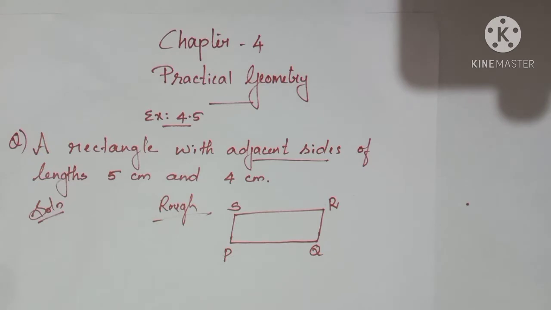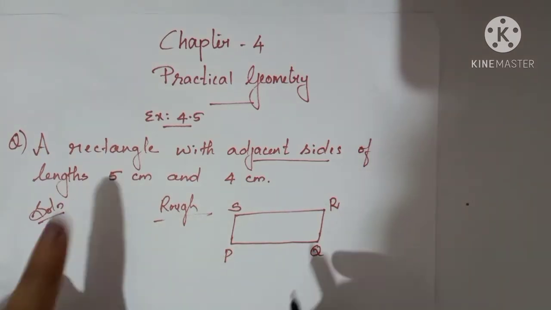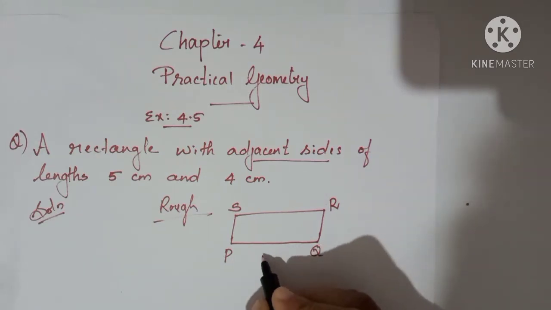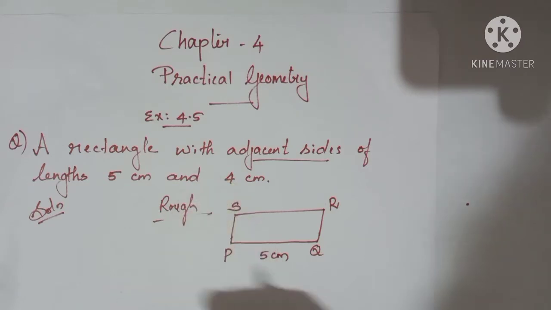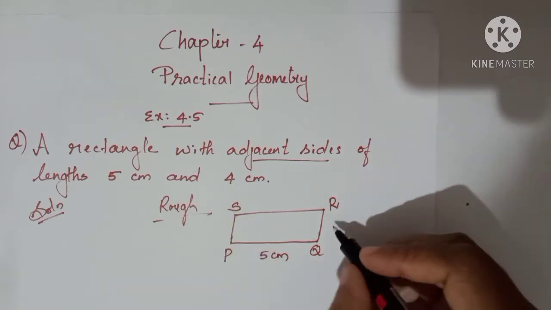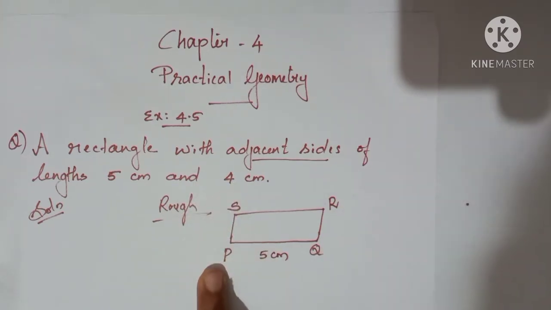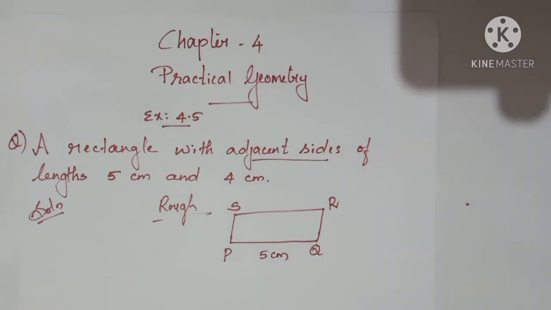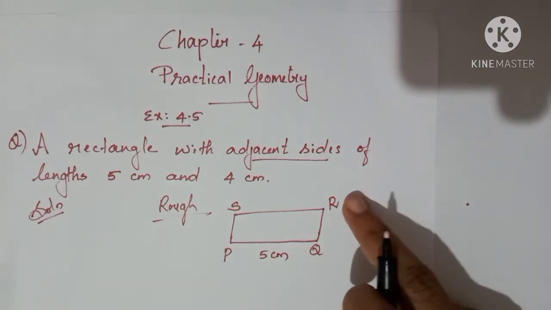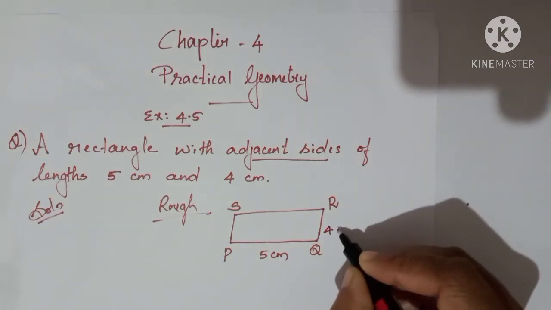In the question they have given the measurement for the adjacent sides. So we are taking PQ equal to 5 cm, and 4 cm we'll take here as QR. If you want, you can take SP also. Any two adjacent sides you can take. I am taking here PQ 5 cm and RQ 4 cm.